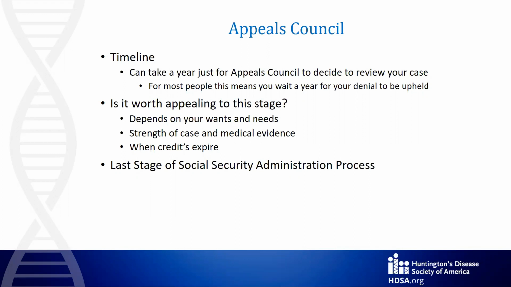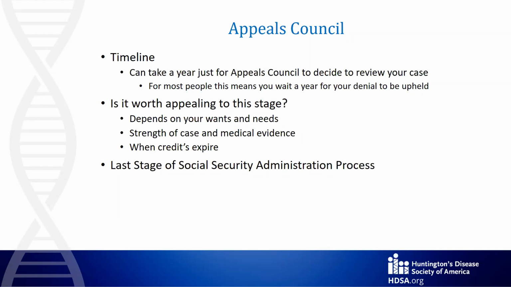Because if your credits are going to expire in 6 months and your options are to reapply or go to appeals council, and appeals council upholds the judge's denial and you miss your window, then you're never going to be able to apply for Social Security disability again. And the reason for that is at the hearing stage, there's something, bear with me, it's going to get legal, res judicata or collateral estoppel. You cannot adjudicate the same claim twice.